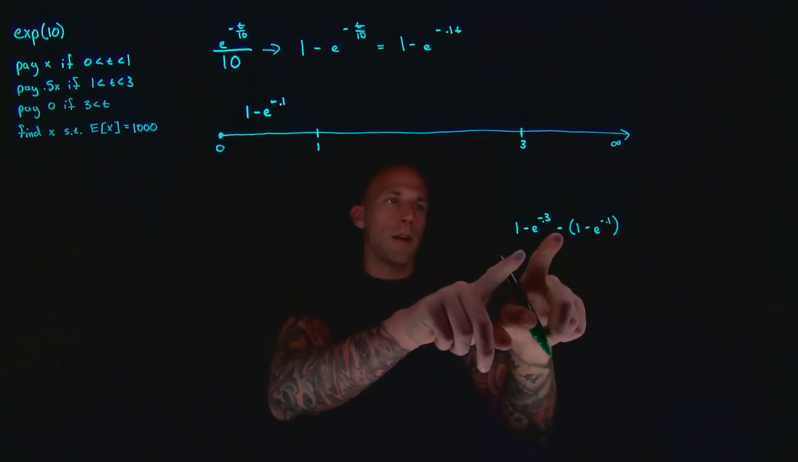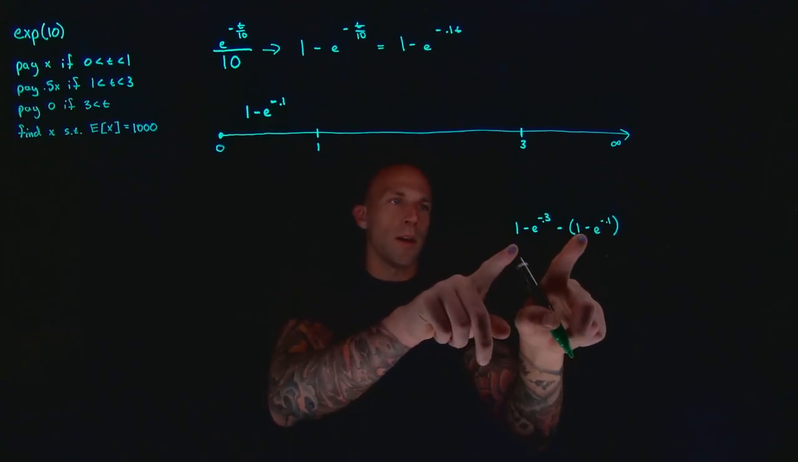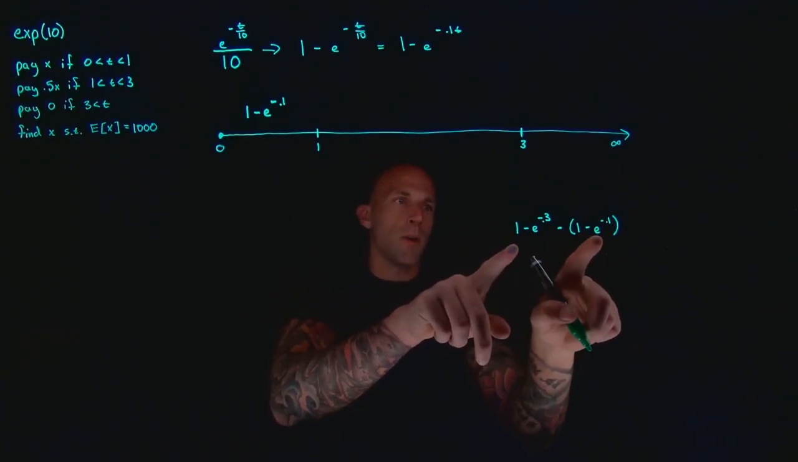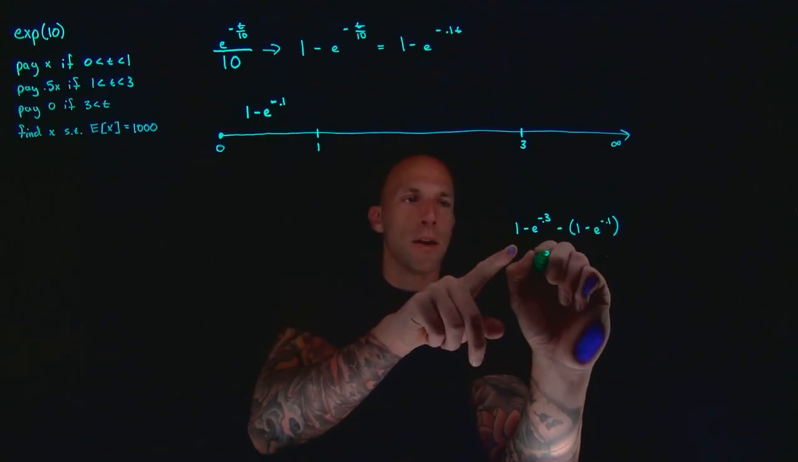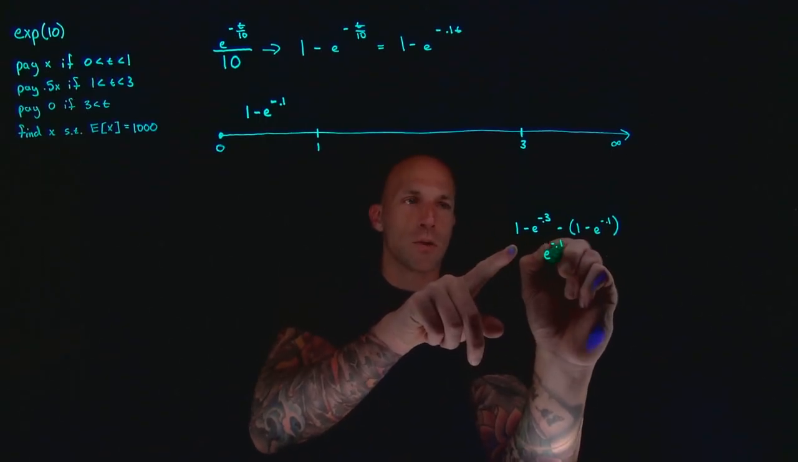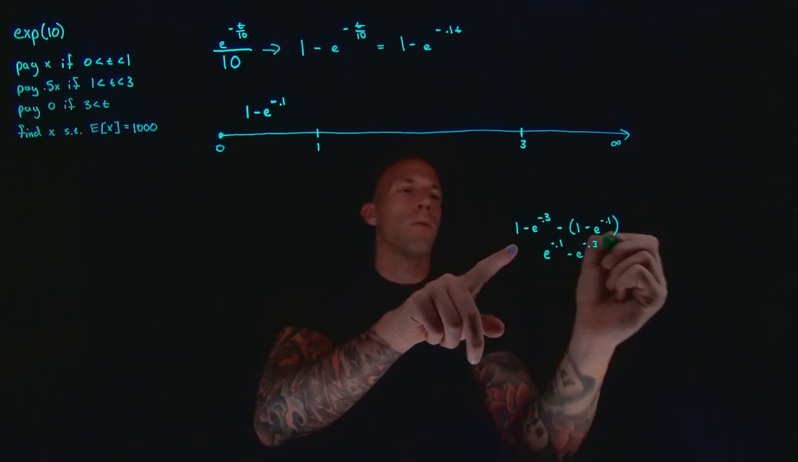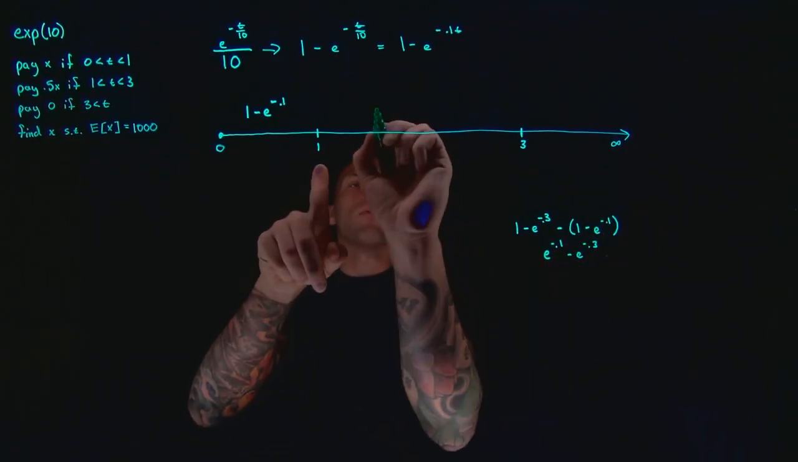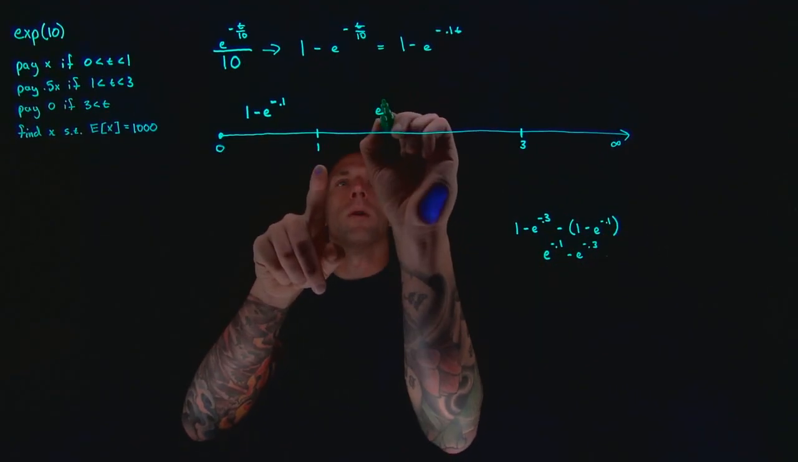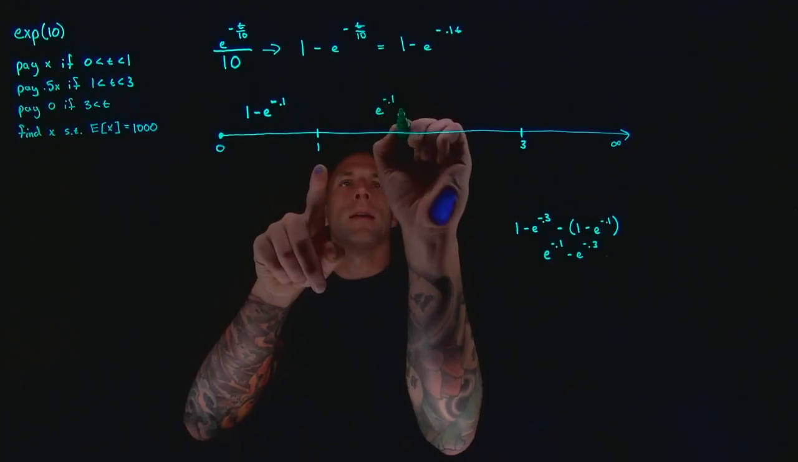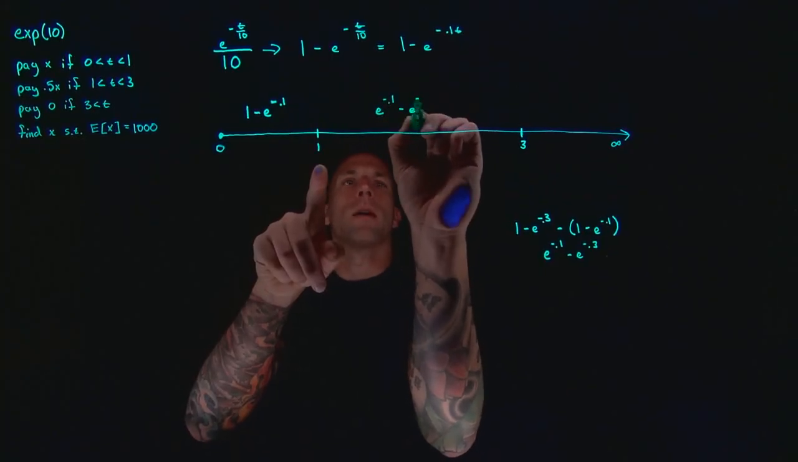So watch your negatives, but the 1s are going to cancel, and this term right here is going to become positive, and if you do enough exponential distributions, this will start to seem very, very familiar. So here's our probability of failure between year 1 and year 3.